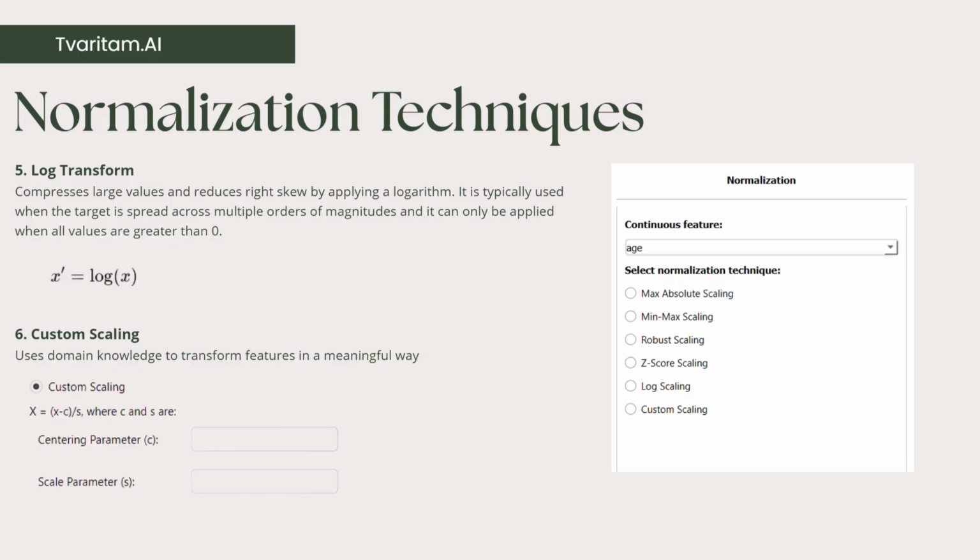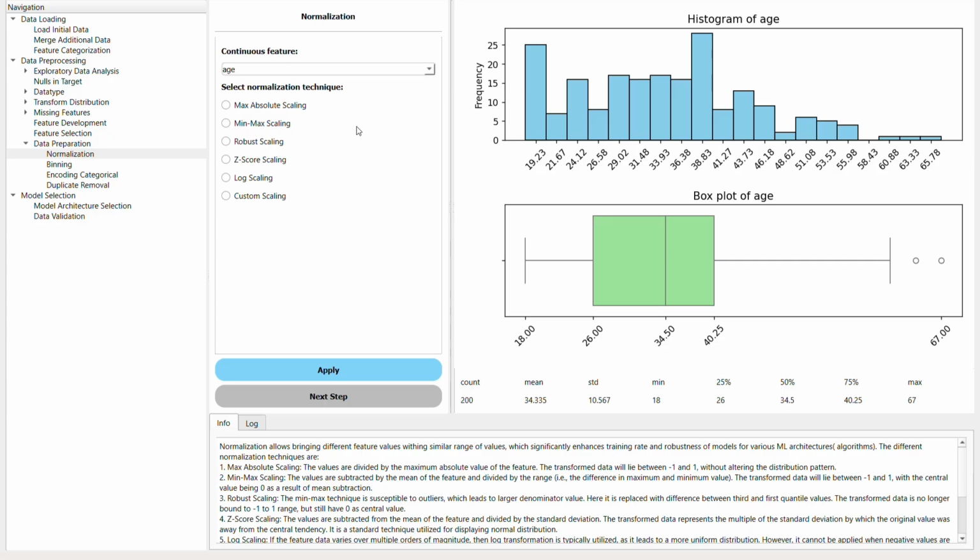We may want to define our own scaling approach based on domain knowledge, and that is where custom scaling can help you. We define a centering parameter and a scaling parameter, and the transformed value becomes the value minus the centering parameter divided by the scaling parameter. This approach is useful when domain knowledge suggests that a feature should be normalized in a specific way. Now moving forward with the implementation, you see in the normalization pane I have different features.